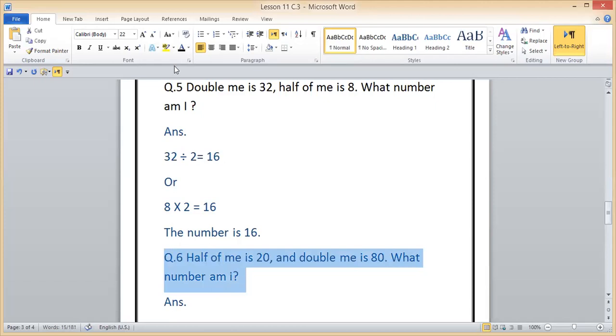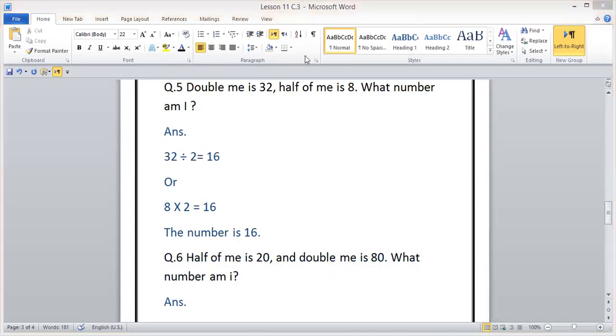You have to answer it by yourself, guys, in the chat, please. Half of me is 20, double of me is 80. What number is that? So find out the double of 20 or find out the half of 80. In both ways, you can tell me the answer. What number is that?